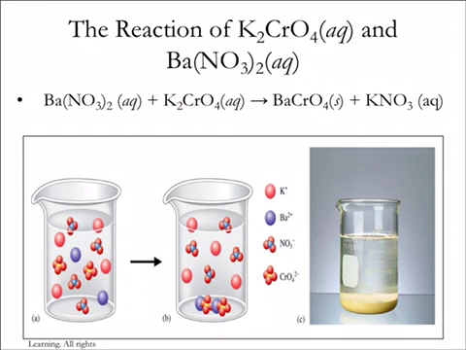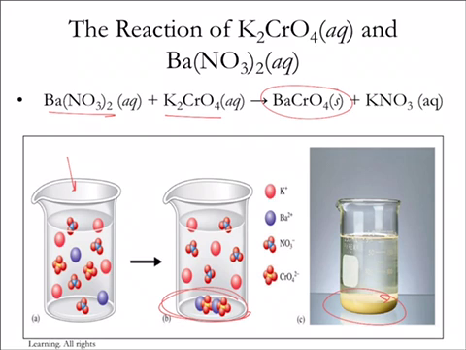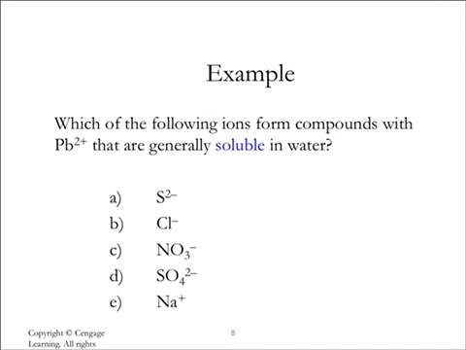So here's an example of a precipitation reaction or double replacement. You can have a solution of barium nitrate react with a solution of potassium chromate. In that original container, when they start to interact, you're going to have barium ions, nitrate ions, potassium ions, and chromate ions. Eventually, the barium and chromate ions will bond together to form a solid precipitate, which would settle to the bottom of your container. The potassium and the nitrate ions, because that compound is soluble, would remain suspended in the solution.